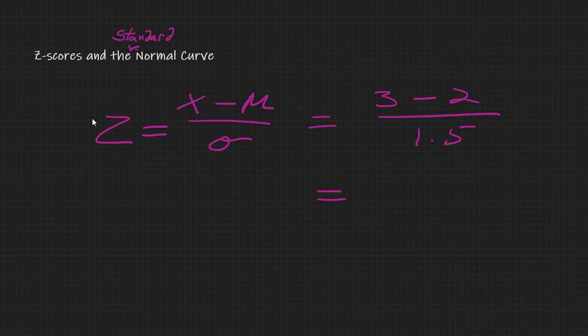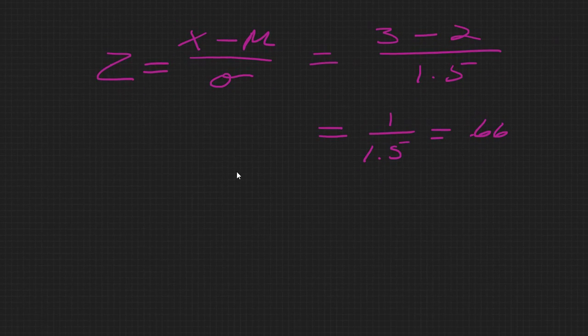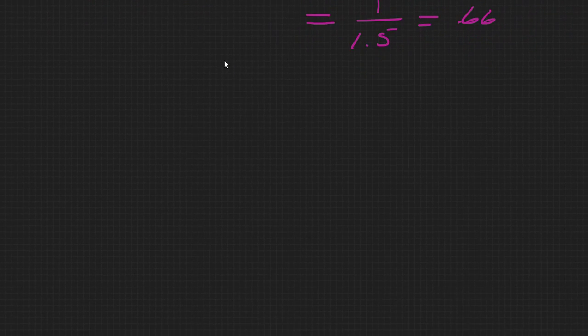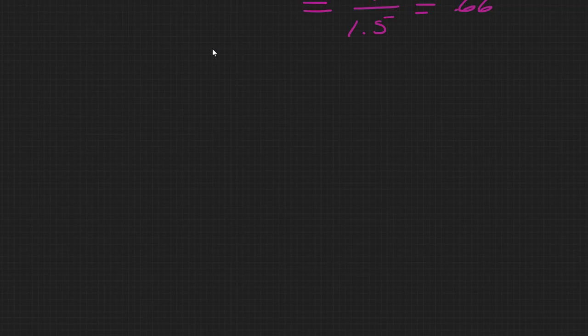3 minus 2 is equal to 1. 1 divided by 1.5 is equal to 0.66. And that's relatively easy to calculate, but what does it really mean? What do we mean when we talk about the z-scores and all of that jazz?